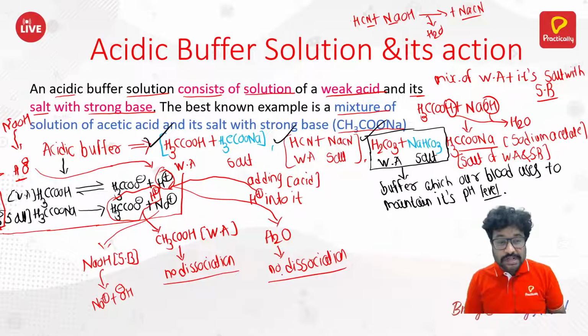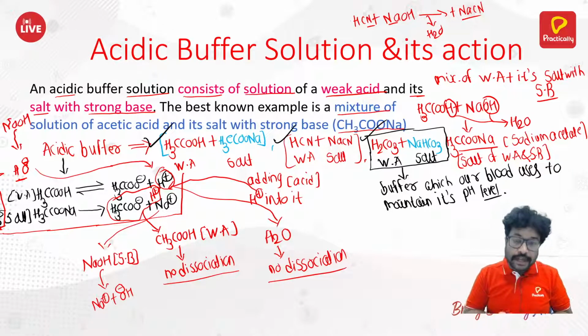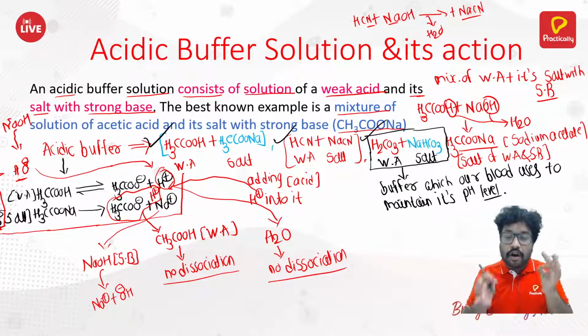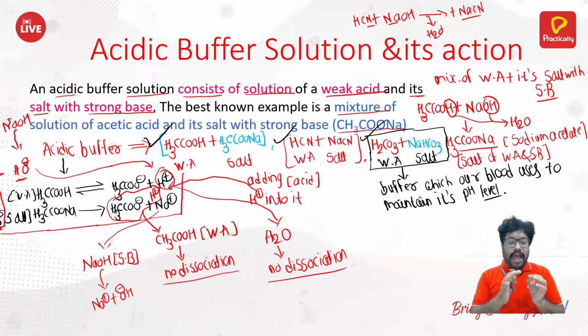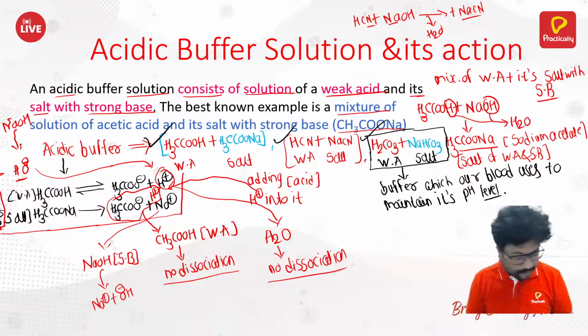So in other words, whatever OH minus has been added into the buffer solution has been absorbed by the H plus ion to give water. Therefore the added OH minus would not alter the basicity of this buffer solution. That is what the whole action of an acidic buffer is all about.